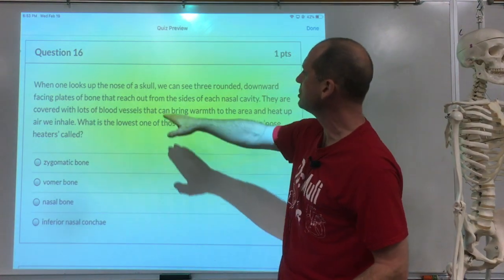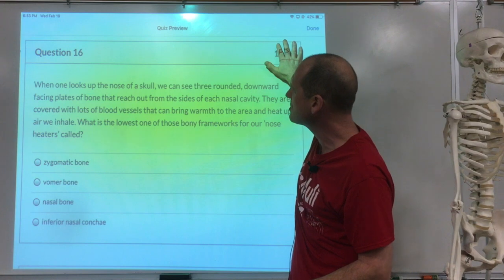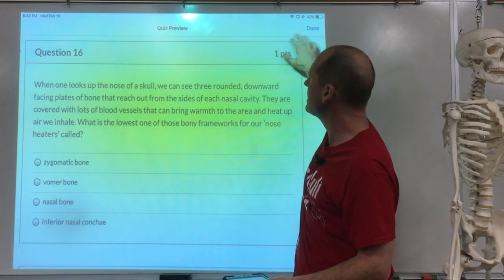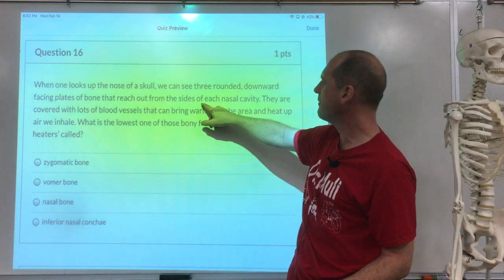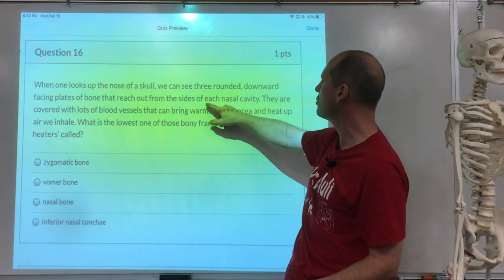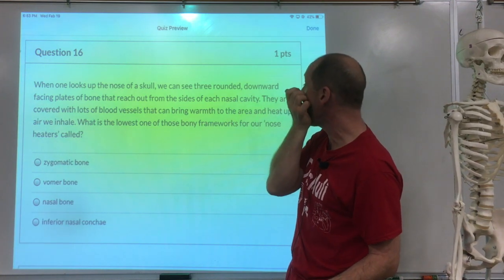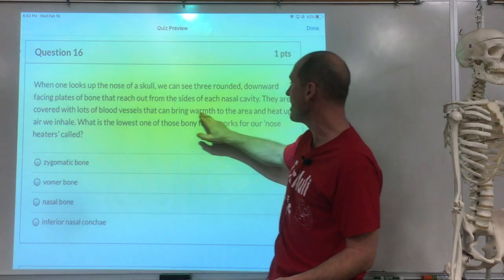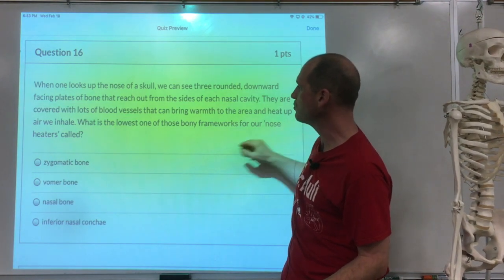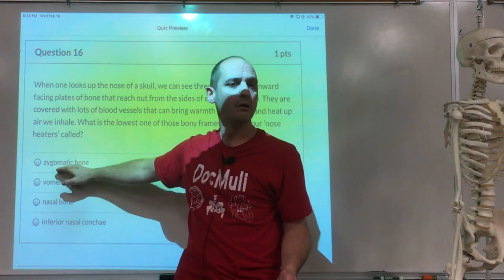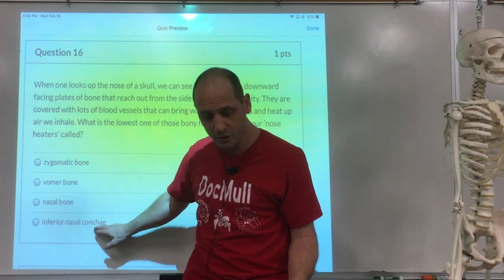When one looks up the nose of the skull, we can see three rounded, downward-facing plates of bone that reach from the side of each canal's nasal cavity. They are covered with a lot of blood vessels that can bring warmth to the area and heat up the air as we inhale it. What's the lowest one called? Inferior nasal concha. So, concha.